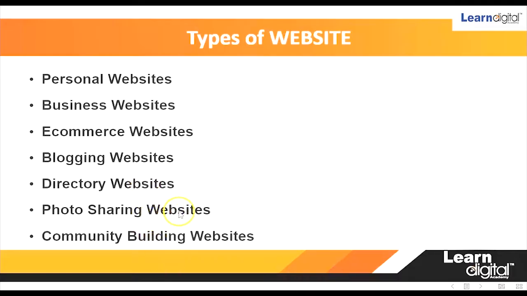And photo sharing websites. There are so many types of photo sharing websites. Normally they keep sharing their photos, right? So here you can also share your photo by showing your website link as well. Then community building websites. A community building website is nothing, it's a social networking website.